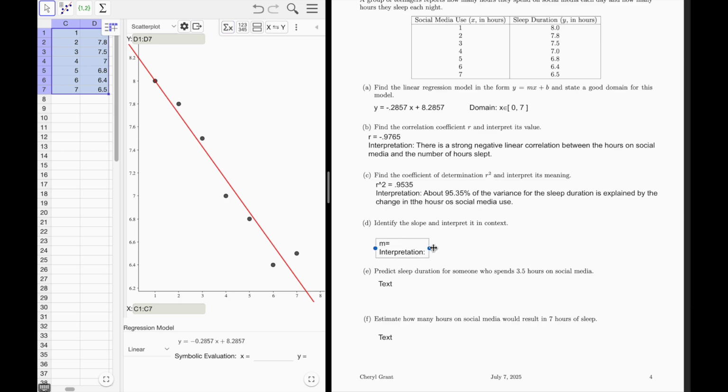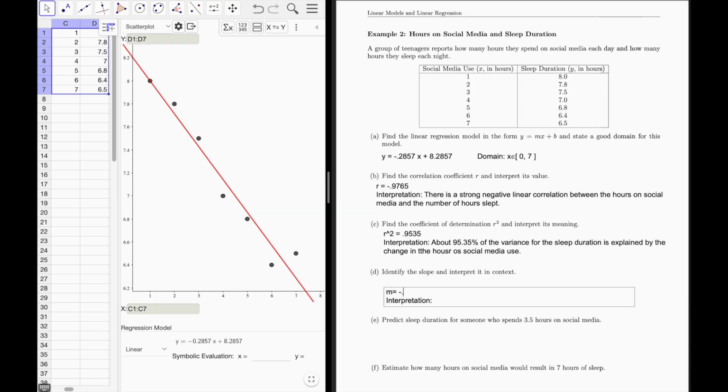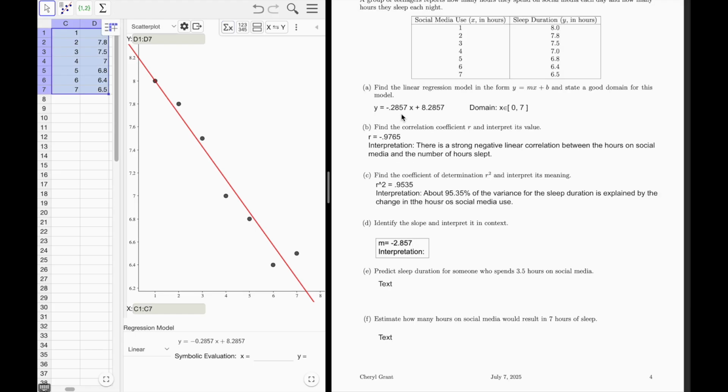Okay, now the slope, that's the value that's in front of the x. So our slope is negative 0.2857. Even though we don't have a 1 under there written here, we know it's there. So this is actually negative 0.2857 over 1. The negative 0.2857 is the change in y, so that's the change in sleep duration. And then the 1 underneath is the change in social media hours.